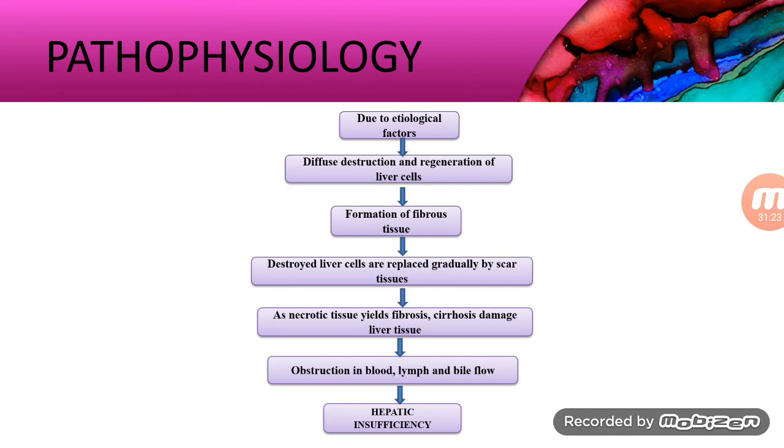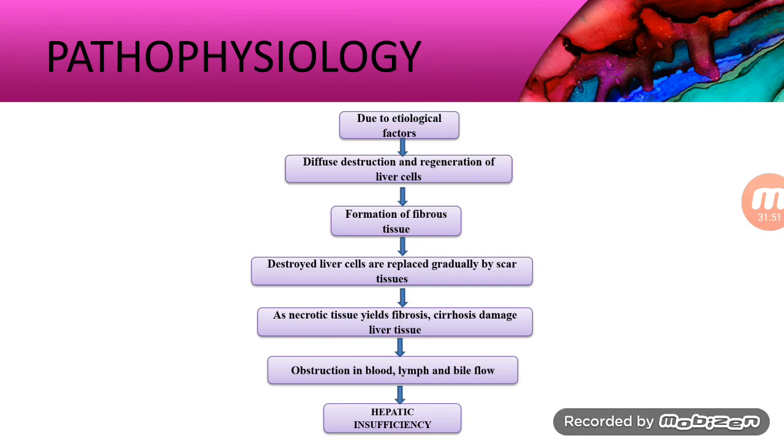Then due to that, necrotic tissue yields fibrosis, cirrhosis, damaged liver tissue. So due to this, necrosis will occur. What is meant by necrosis? Necrosis means death of the cell due to any damage or inflammation or injury. So necrotic tissue will be formed in the liver cells, and then what will happen?